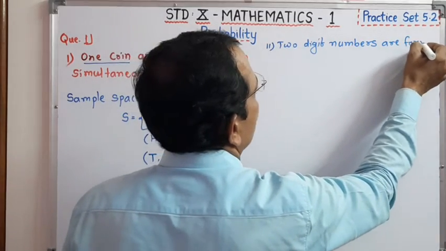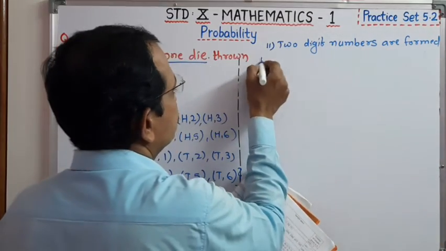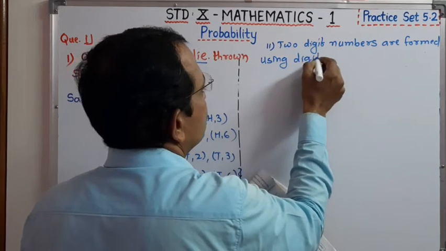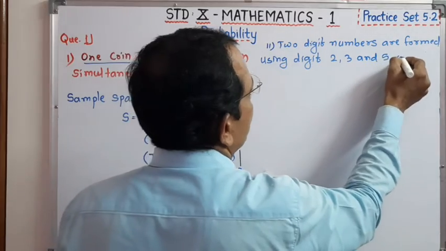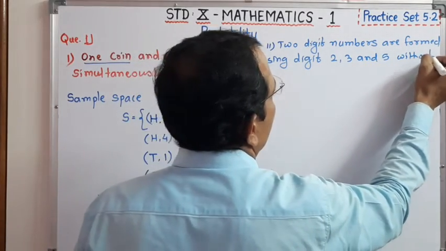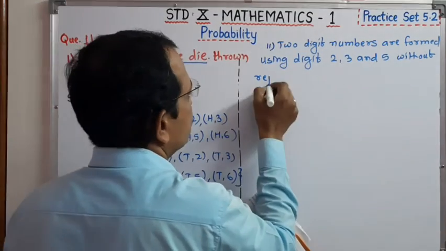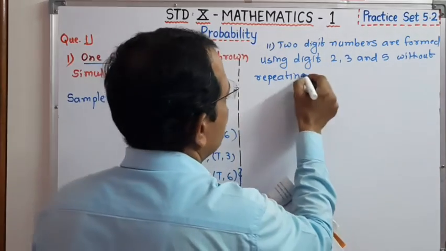Two-digit numbers are formed using digits 2, 3 and 5 without repeating a digit.